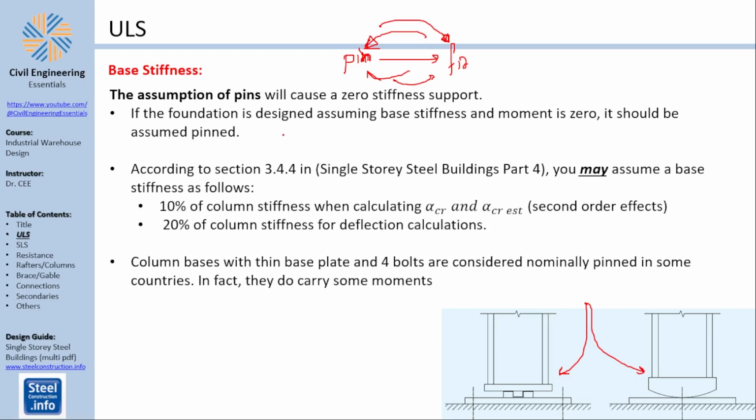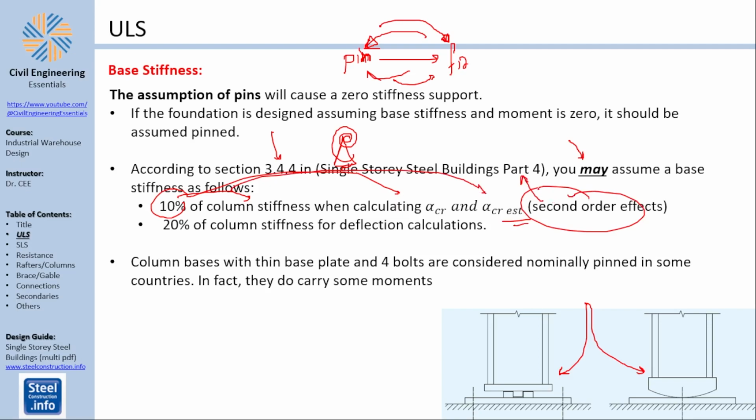But still, the code basically, and even section 3.4.4 in the reference, suggests that you may, it's not a must, assume some spring stiffness in your pin, like a pin with a spring stiffness. You can use 10% of the column stiffness when you calculate alpha critical and alpha critical established. And this is something about stability and second order effects. That's in part 4.